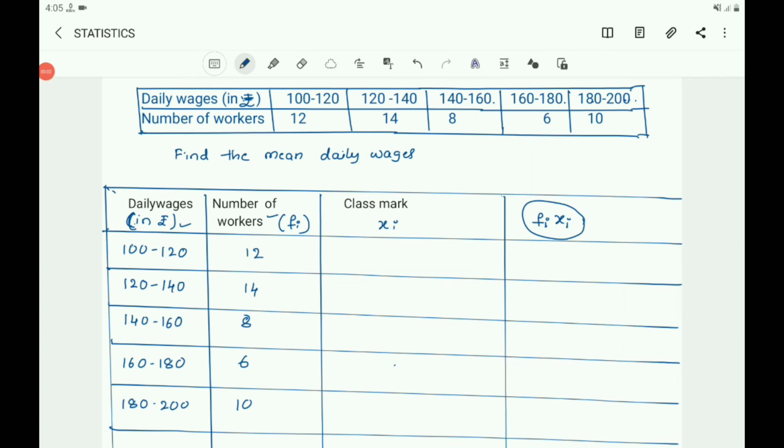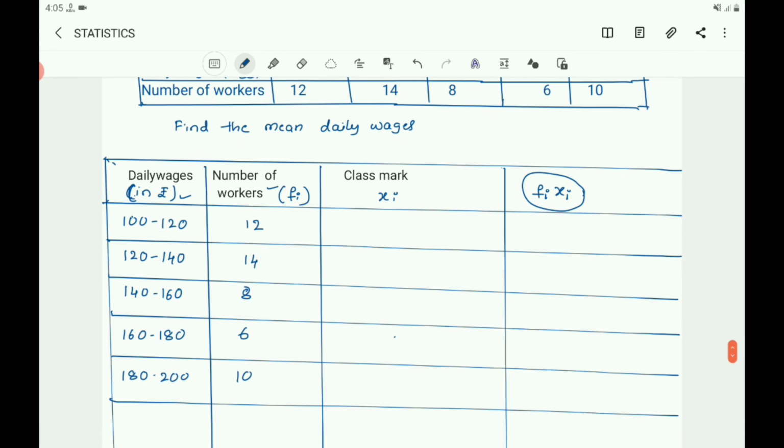So to find the mean daily wages by direct method, find Xi and find the product Fi Xi. And how will you get the class mark Xi? That is the sum of these two divided by 2, that is upper class limit plus lower class limit divided by 2.